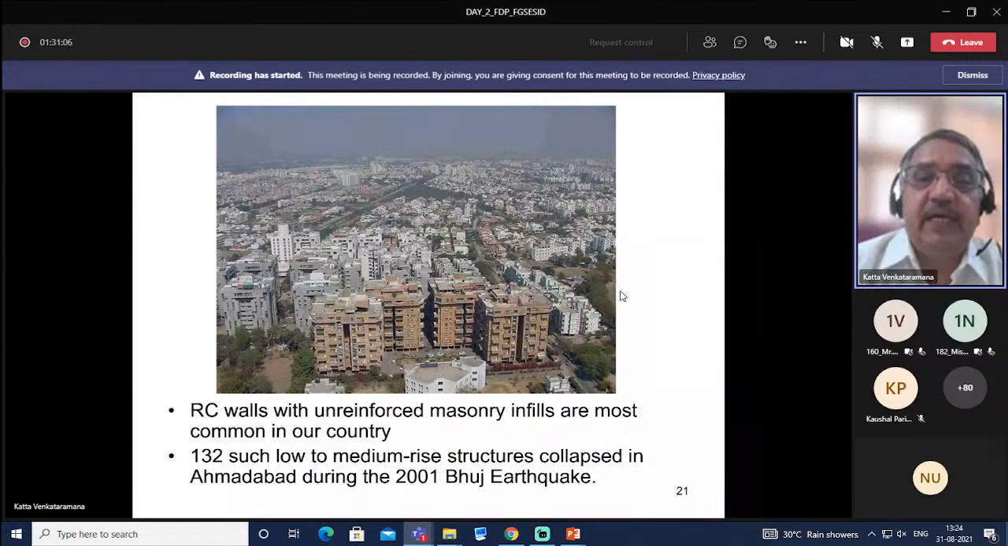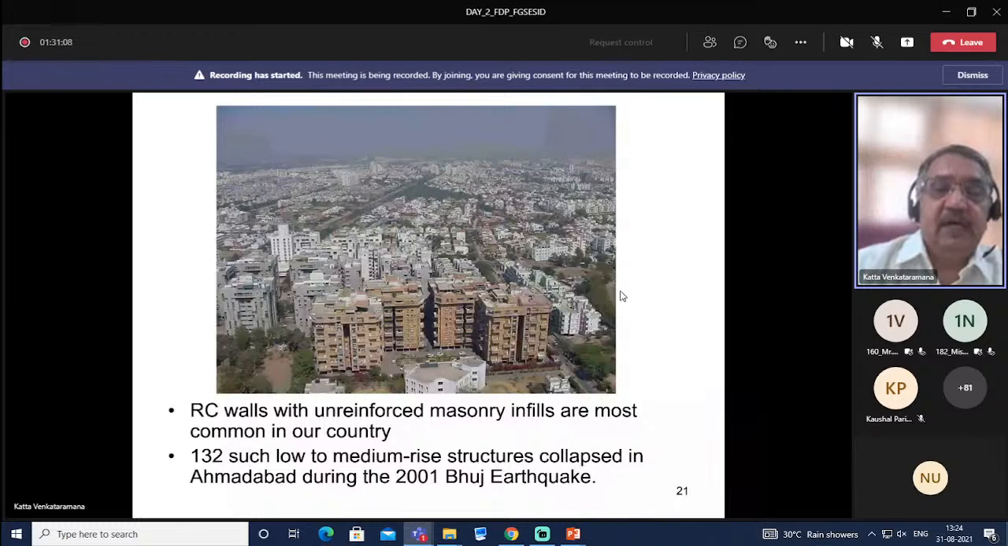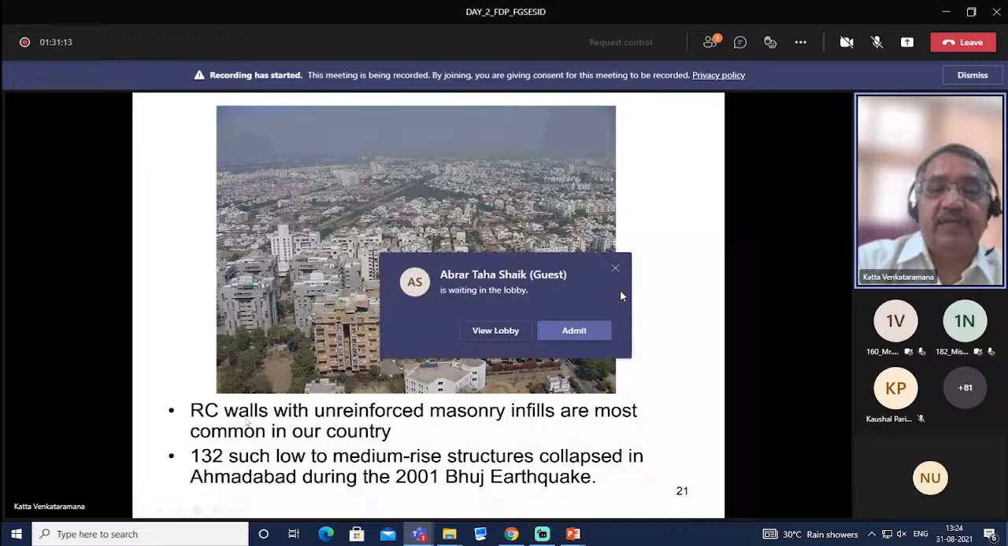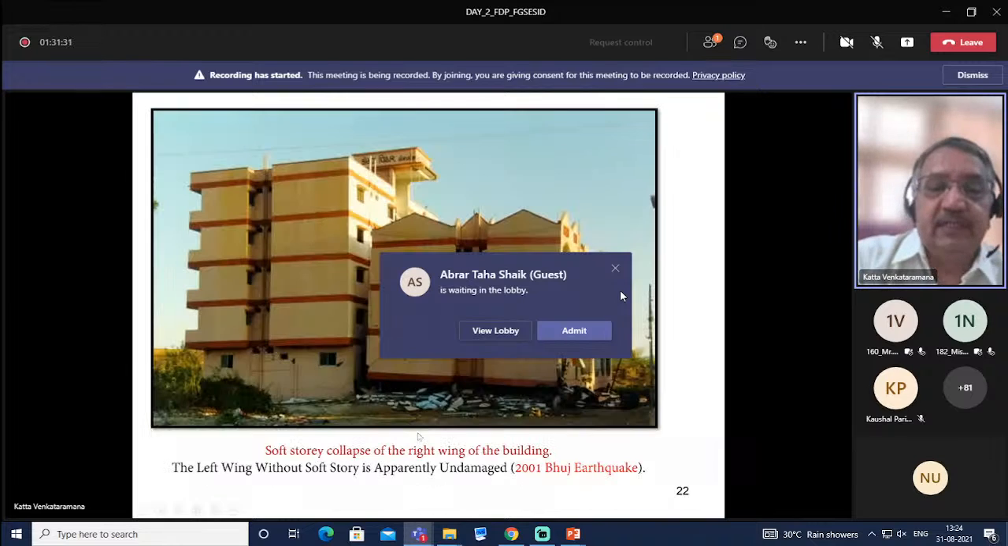This can be anywhere in India. RC frames, reinforced concrete construction with unreinforced masonry infills, are most common in our country. And during the 2001 Bhuj earthquake, 132 such low to medium rise structures collapsed in the city of Ahmedabad itself. Soft story collapse of the right wing of the building. This is actually at the same level.